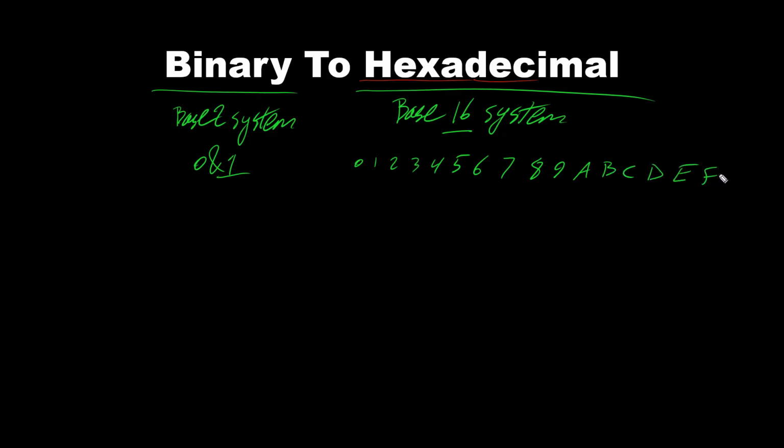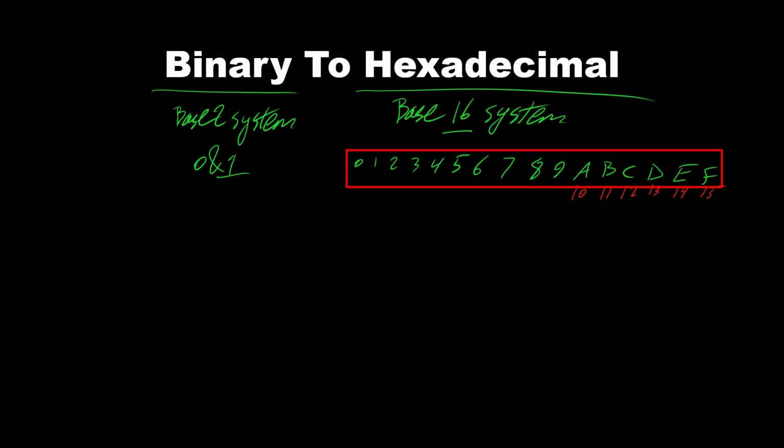E, F, where A in the hexadecimal number system corresponds to 10 in decimal system, B corresponds to 11, C 12, D 13, E 14, F 15. To keep the single digit, we have A, B, C, D, E, F instead of 10, 11, 12, 13. So 0 to F, that's a total of 16 different numbers. Therefore, hexadecimal is base 16 system.